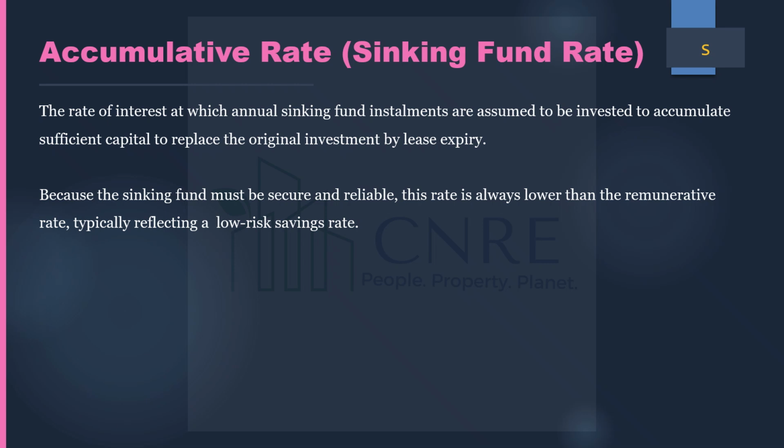So we have the remunerative rate, which is usually the higher rate, and then the accumulative rate, also known as the sinking fund rate, which is the smaller rate. And the essence of the sinking fund rate is that the investor is putting aside in installments regularly. He does not want to spend it. The essence is he wants to use it to cover his initial investment. So after a couple of years, he wants to be able to take that investment and make sure that he has covered what he invested into that property initially. That is the essence of the sinking fund rate.